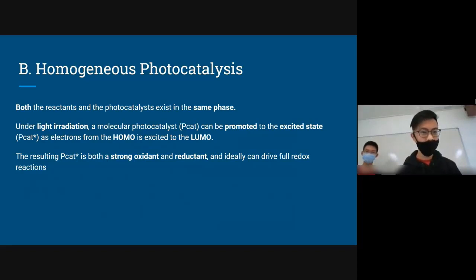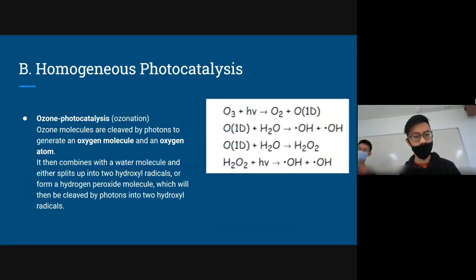One example is ozone photocatalysis, where ozone molecules are first cleaved by photons to generate an oxygen molecule and an oxygen atom, which then combines with a water molecule and either splits up into two hydroxyl radicals or forms a hydrogen peroxide molecule, which is then cleaved by photons into two hydroxyl radicals. However, one limitation of homogeneous photocatalysis is that since both the reactants and photocatalysts are in the same phase, once the reaction is complete, it's more difficult to separate the two.